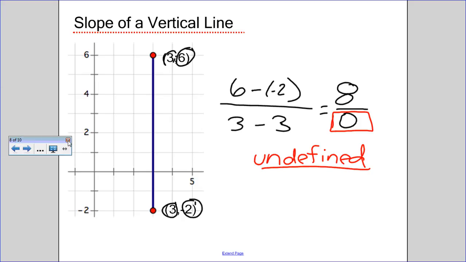That's the first part of learning slope to use in our linear equations.